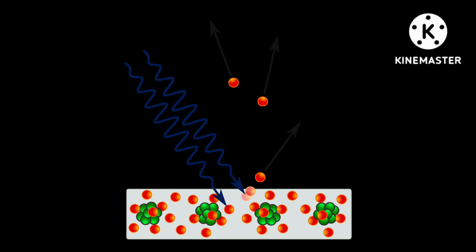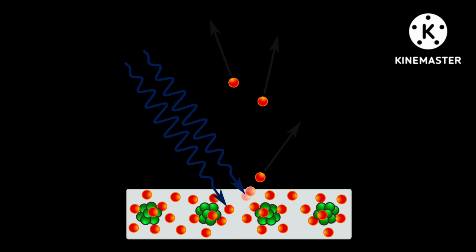For example, red light, whose frequency is around 4.3 to 4.6 into 10 to the power 14 hertz. For this red light of any brightness, and here brightness means intensity.